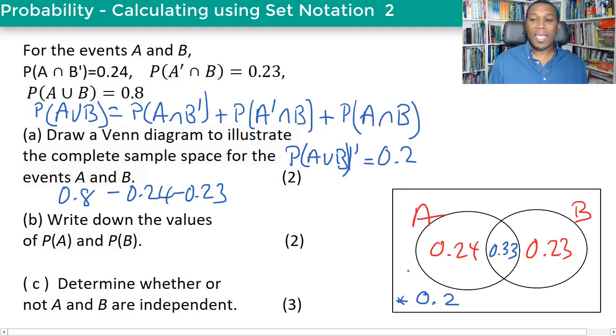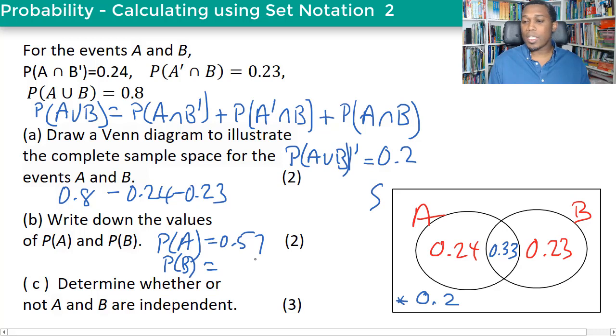So that is the Venn diagram to represent the sample space, and we put S for sample space on the outside. Now we're asked to write down the values of the probability of A, and you realize after you got the Venn diagram, it's almost game over. Probability of A, 0.24 plus 0.33, which is 0.57. The probability of B is equal to 0.56.